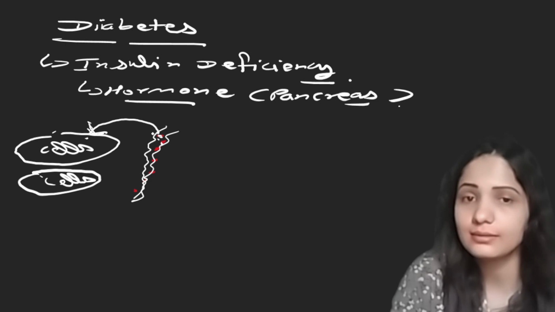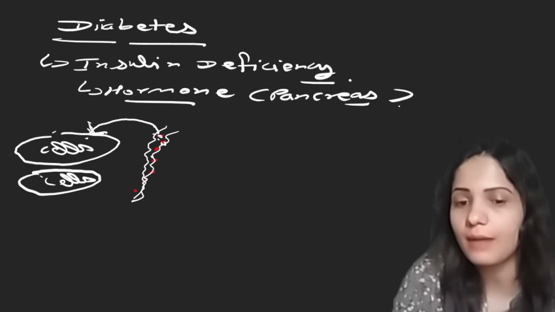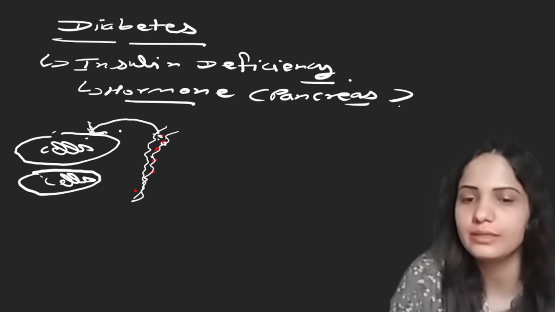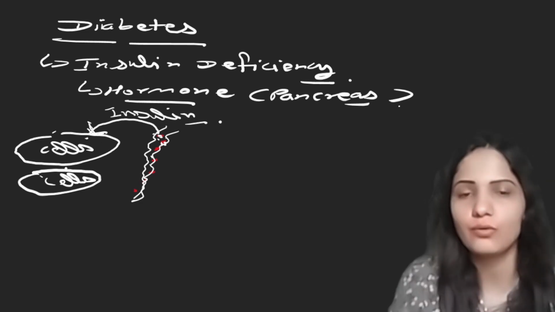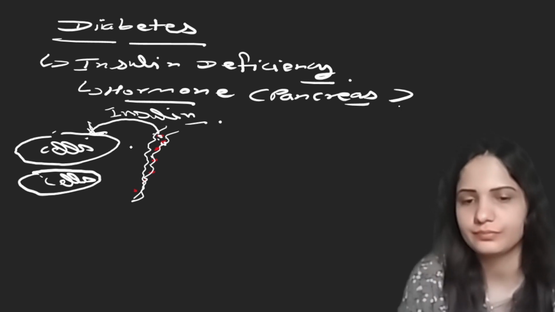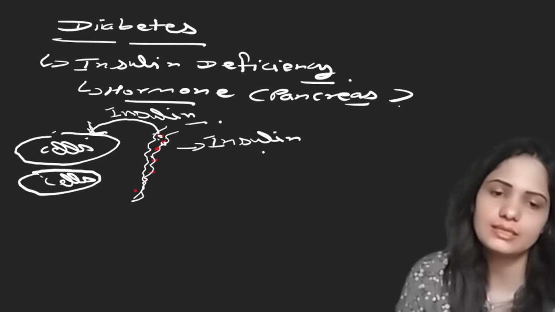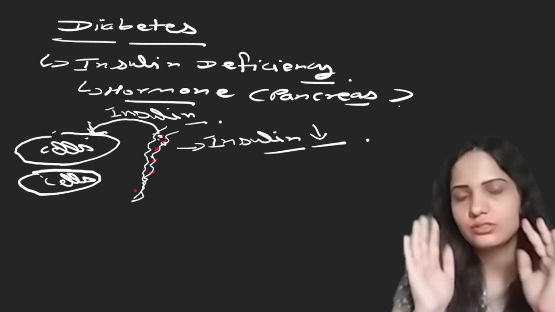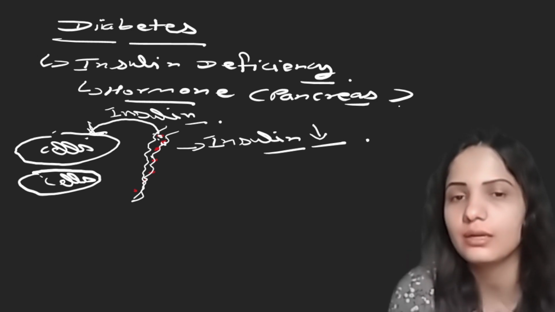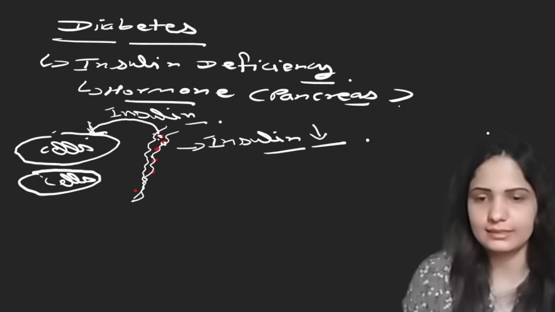Now, for the uptake of glucose from the blood, this is the bloodstream, and these are the glucose molecules, we need insulin. With the help of insulin, this glucose is taken up by the cells from the blood. Now, let's say insulin is deficient. The pancreas is not secreting insulin in a normal amount; the secretion of insulin is very less. Now what will happen in that case?